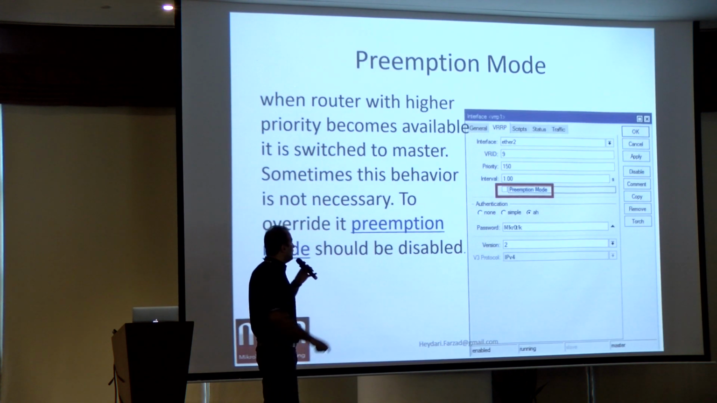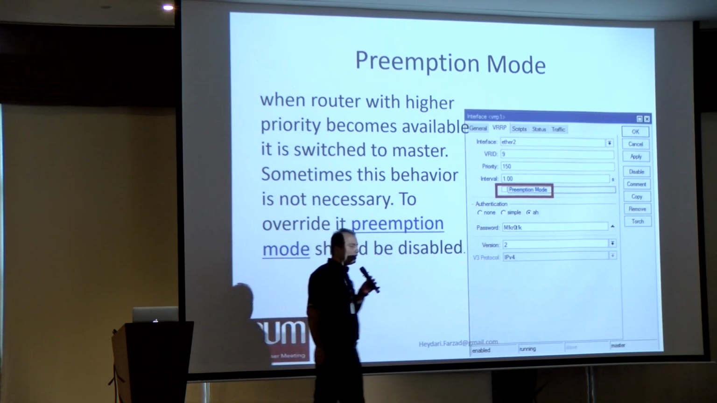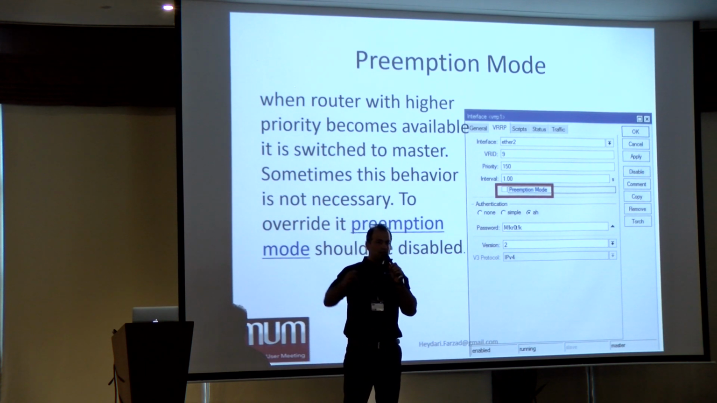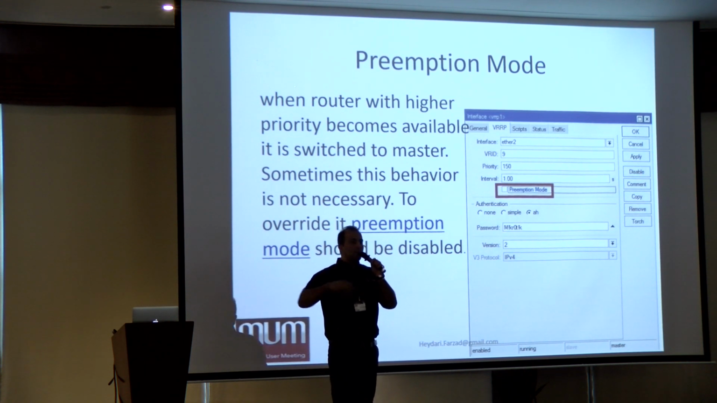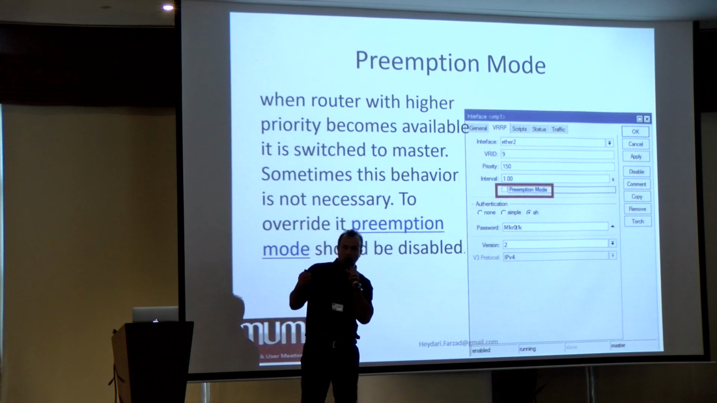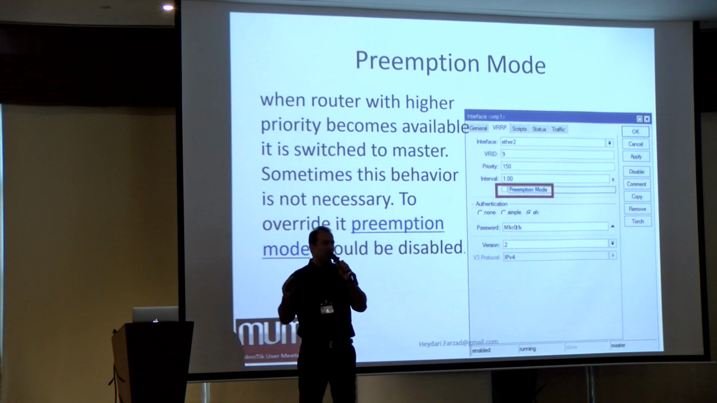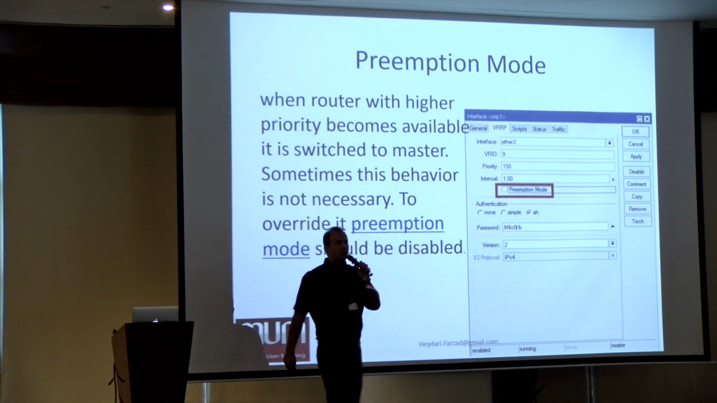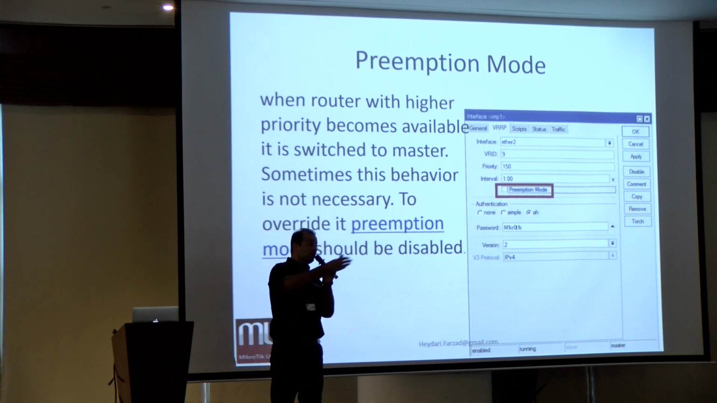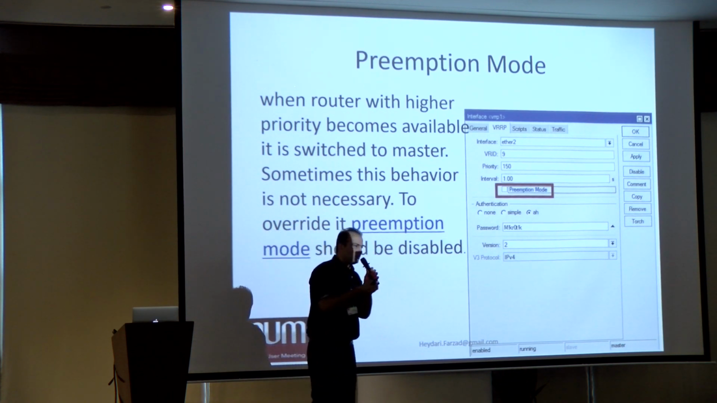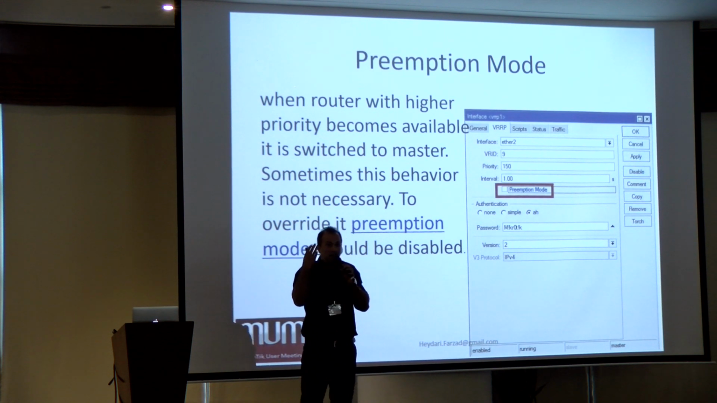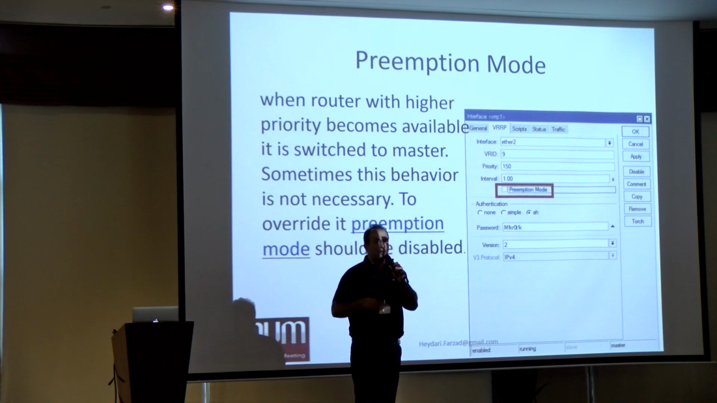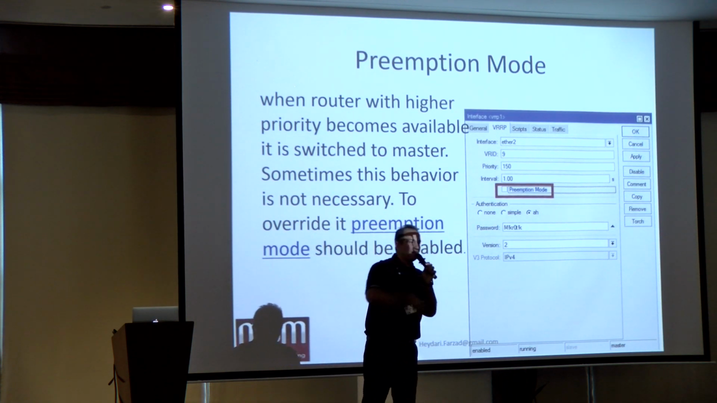Both routers should have the same interval. So here we have preemption mode. If one of your routers goes down, the backup will be the master, and your traffic will go through it. When you bring your backup back, it won't be a master again unless you put preemption mode, which means you want your backup to be a master again.